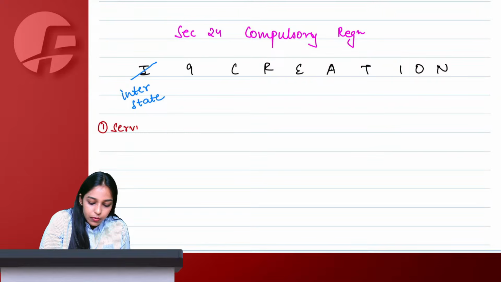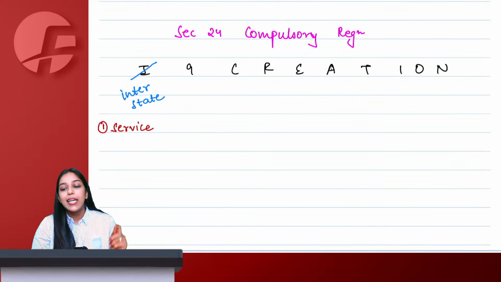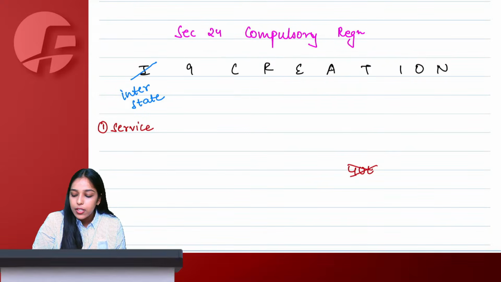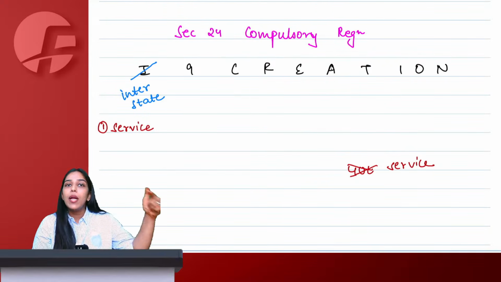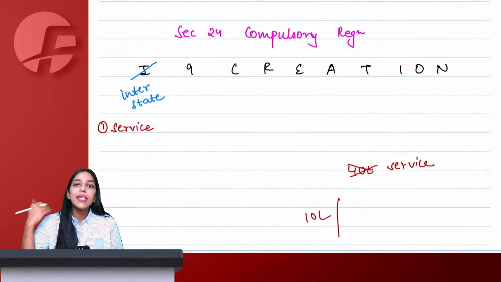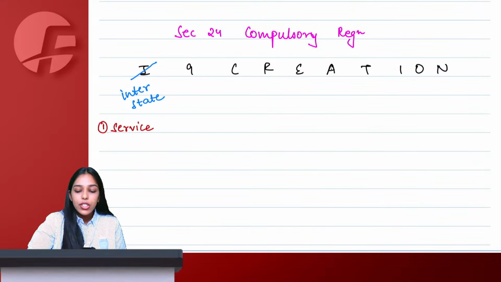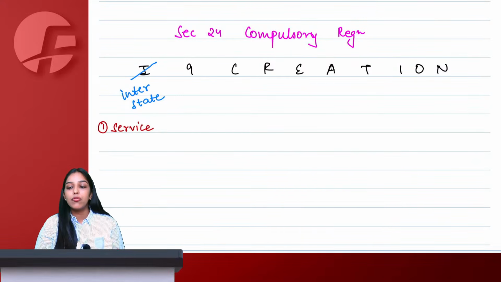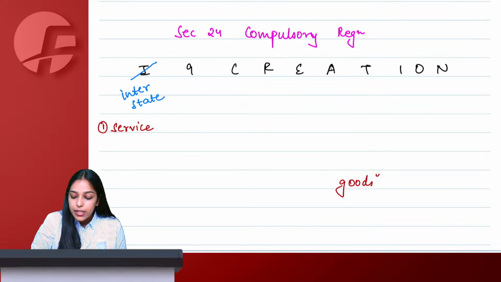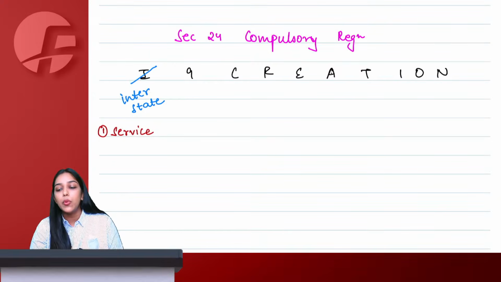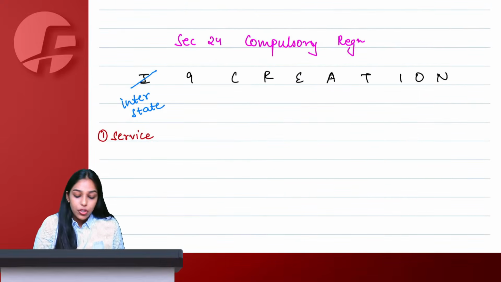One is a supplier of service. A supplier of service can make interstate supply and take registration only if the threshold limit of 10 lakh or 20 lakh is reached, because the 40 lakh benefit is not available to a service provider. If no special category states, then 10 lakh; otherwise, 20 lakh. So a supplier of service can take registration only if aggregate turnover exceeds the threshold limit. But for a supplier of goods, even if you have done interstate supply of 1 rupee, you have to take compulsory registration.